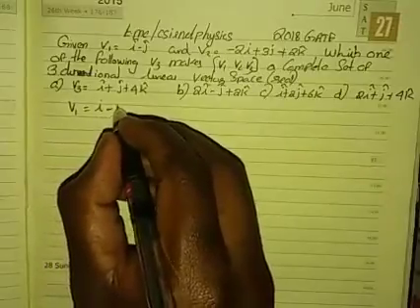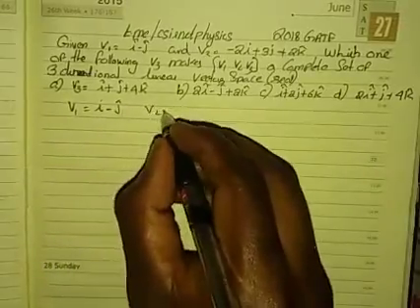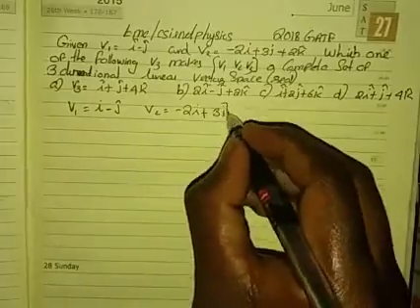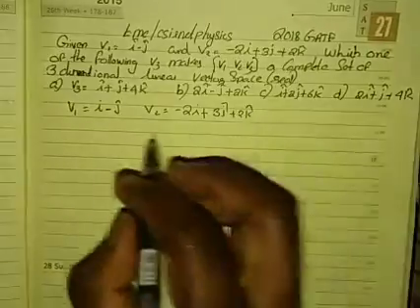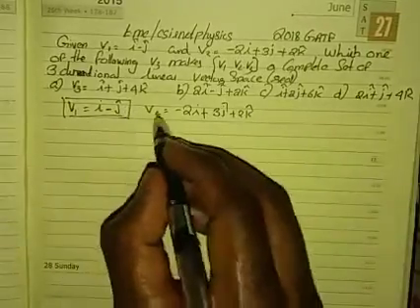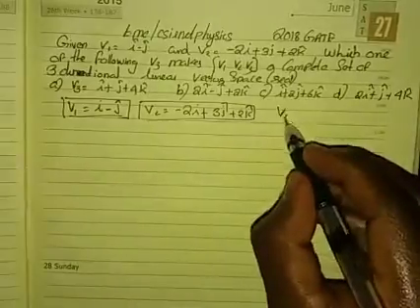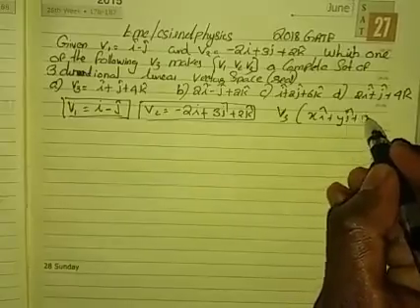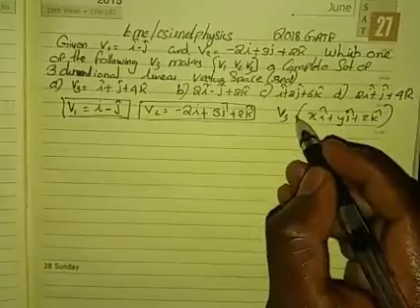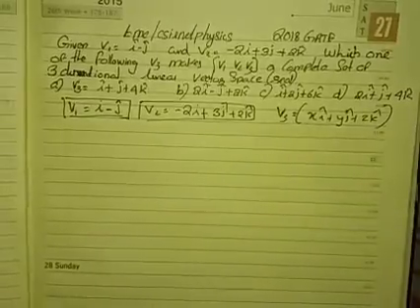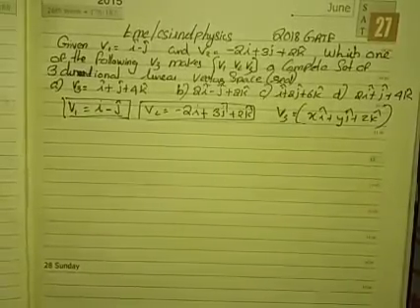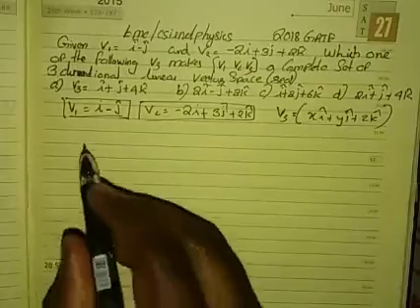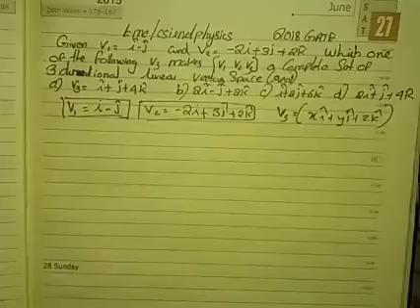v1 is equal to i cap minus j cap, and v2 is equal to minus 2i cap plus 3j cap plus 2k cap. Okay, and we need to find out v3, which can be called as x i cap plus y j cap plus z k cap. The only constraint is to make sure that v1, v2 and v3 form a real linear vector space.